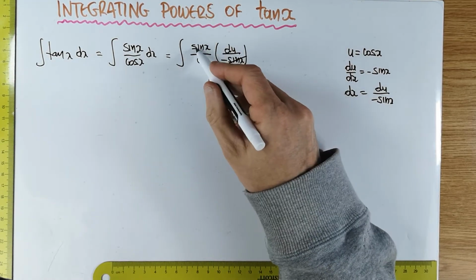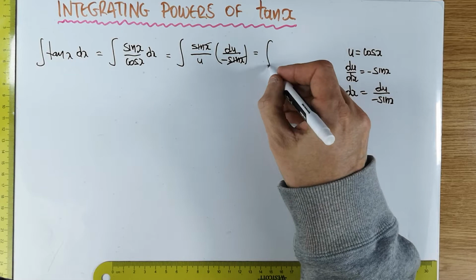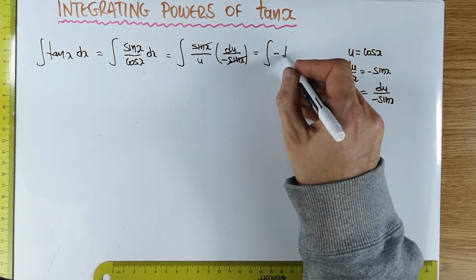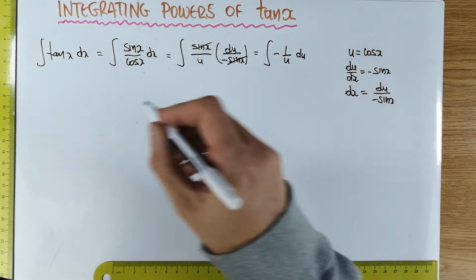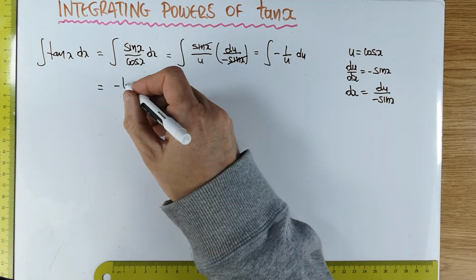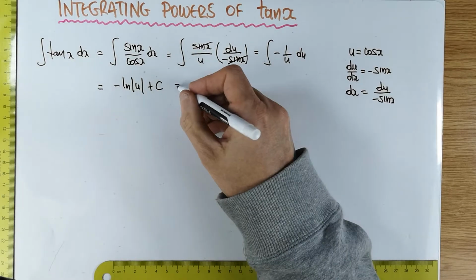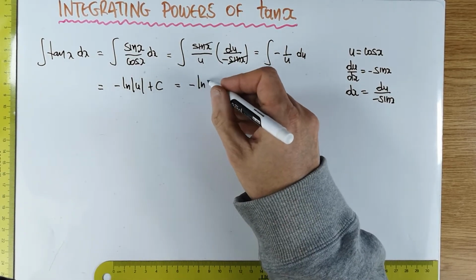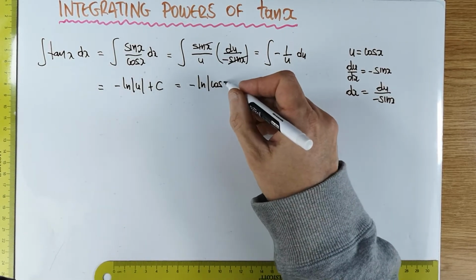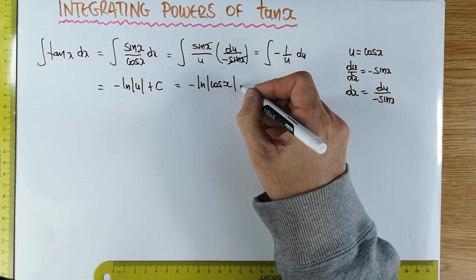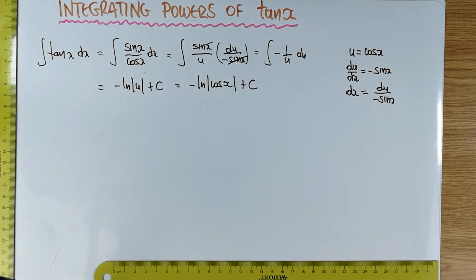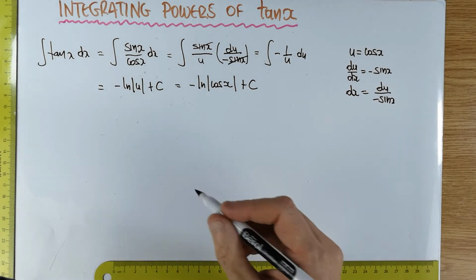The sine of x will now cancel, and we end up with a minus inside the integral 1 over u du, which of course will integrate to minus the log of u plus a constant. And of course we can put a substitution back in, and this will give us minus the log of cos of x plus c. And this integral is actually given in most formula booklets for most exams, but it's showing it slightly differently, and I just want to show you where it's coming from.